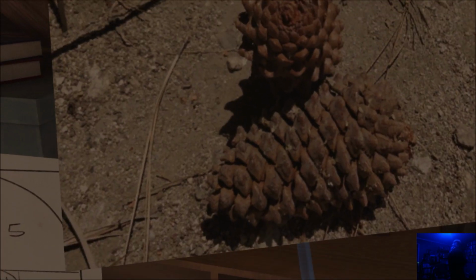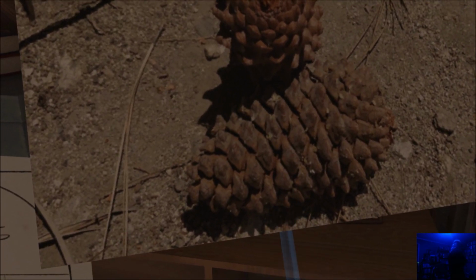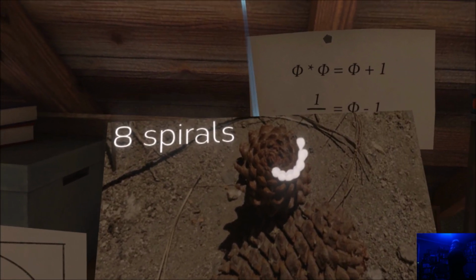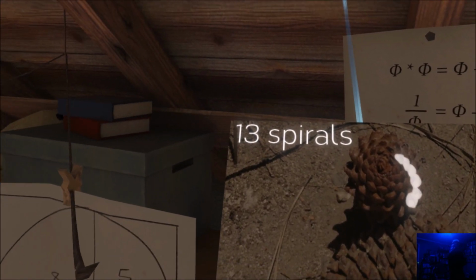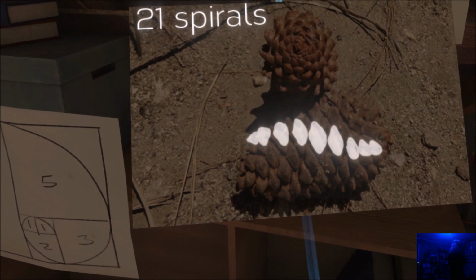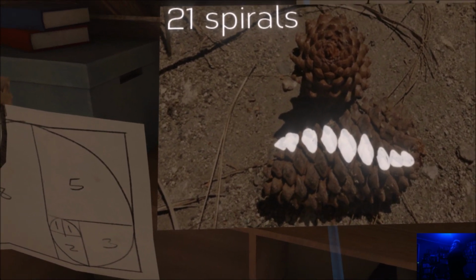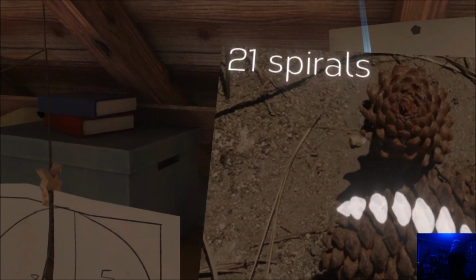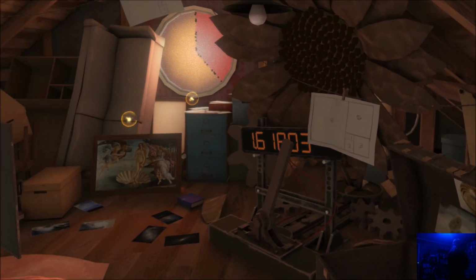Pine cones grow with a lot of spirals, which often correspond with the Fibonacci sequence. The number of spirals going counterclockwise, clockwise, and vertically are usually Fibonacci numbers. More interestingly, they're usually consecutive Fibonacci numbers like 8, 13, and 21.